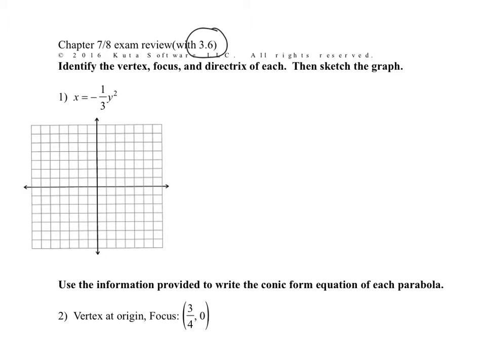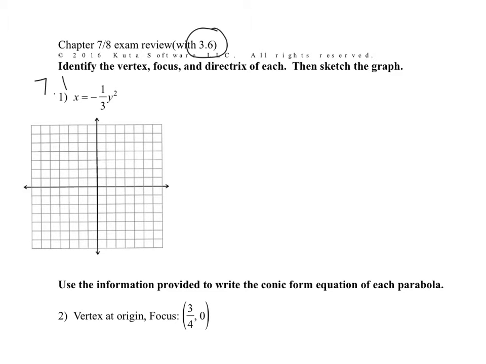Okay, question 1. You're identifying the vertex, focus, directrix, and then sketching the graph. Now it says of each, there's only one. It doesn't specify what we're going to be graphing. So the first thing you notice is y is being squared, but x is not. So we're graphing a parabola. This is from section 7.1 if you want more practice or more problems to look at.